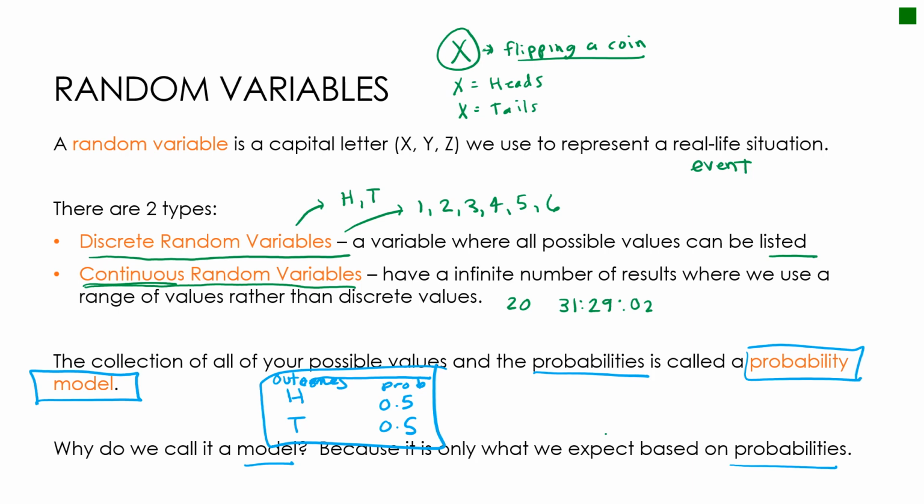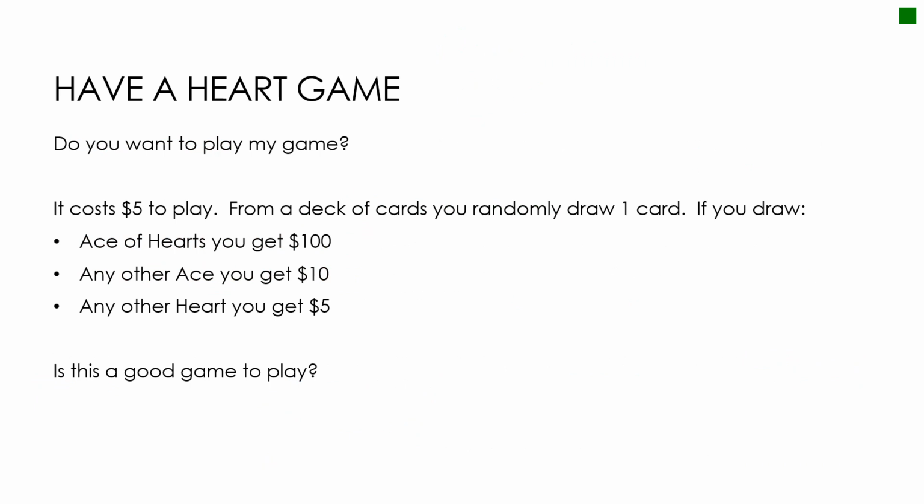So what we're going to work on now is, once you have that model, so first find the model, and then once you have that model, how do we determine what value we can expect? So let's take a look at a game, and I'm asking, would this be worthwhile for you to play my game? So if it costs $5 to play, and from a deck of cards, I'm going to fan out a deck of cards, and you're going to randomly draw a card. And if you draw the card and it's an ace of hearts, I'm going to give you $100. But keep in mind that it has already cost you $5 to play, so you're actually winning $95.